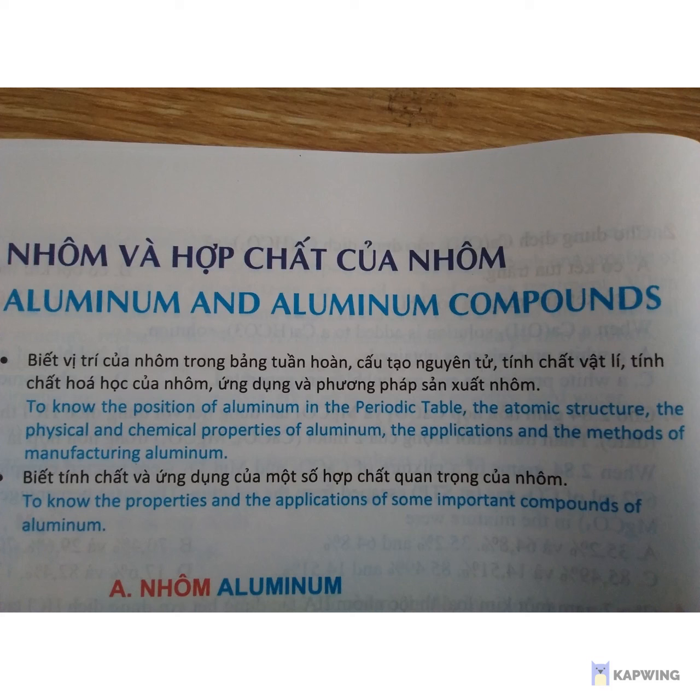Aluminum and aluminum compounds. To know the position of aluminum in the periodic table, the atomic structure, the physical and chemical properties of aluminum, the applications and the method of manufacturing aluminum. To know the properties and the applications of some important compounds of aluminum.